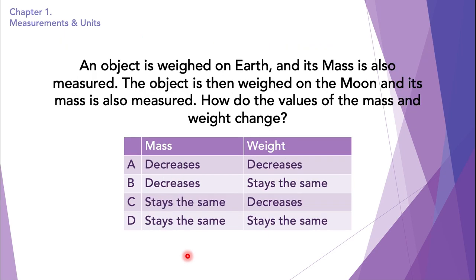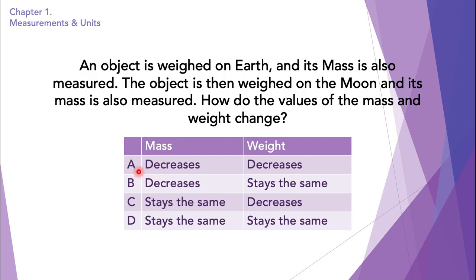Second question. An object is weighed on Earth and its mass is also measured. The object is then weighed on the Moon and its mass is also measured. So how do the values of the mass and weight change? So there is an object which is weighed on Earth and its mass is measured. Then the mass and the weight of the object are measured again on Moon. So how do the values of the mass and weight change?